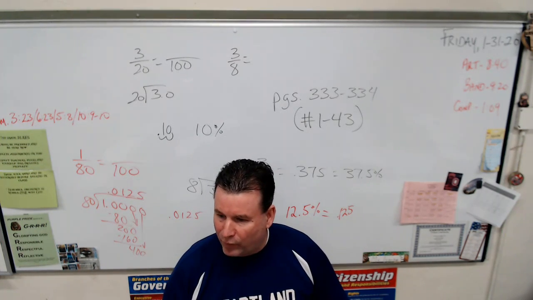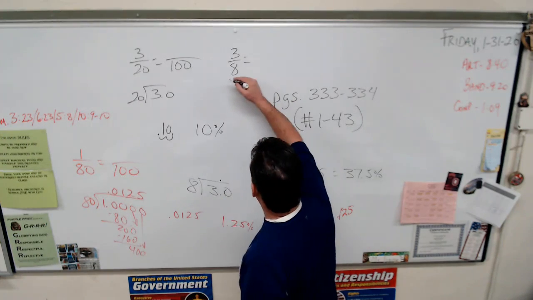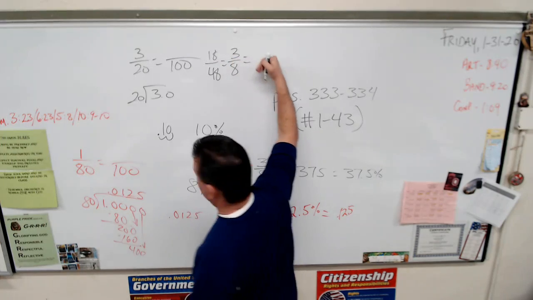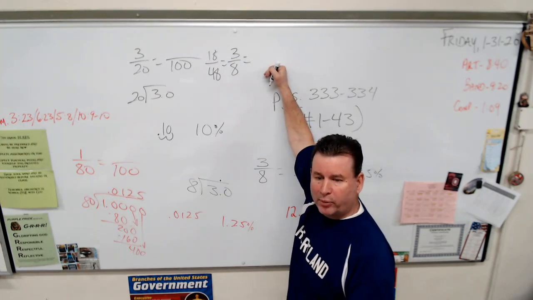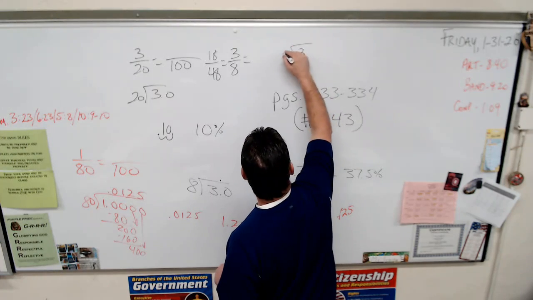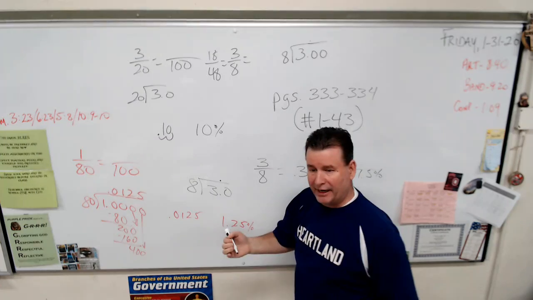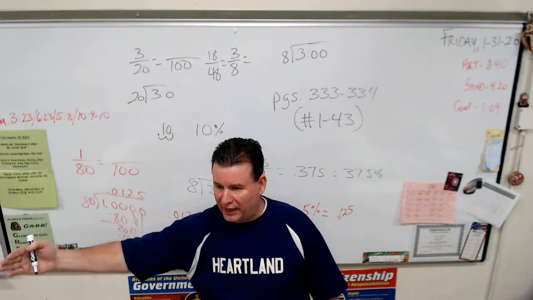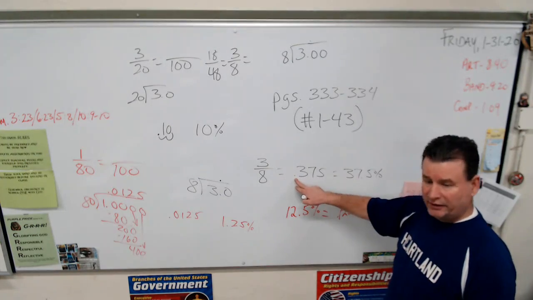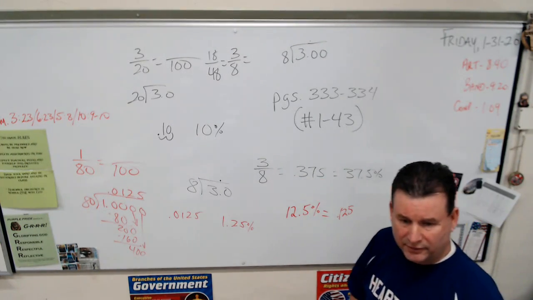18 out of 48 sleep 8 hours a day. 18 out of 48 reduces to 3 eighths. What percent is that? 3 divided by 8. You're going to get 0.375. How do you change 0.375 into a percent? Whoop. 2 places to the right.